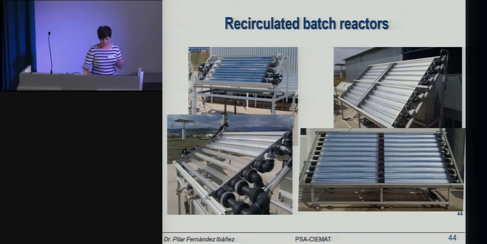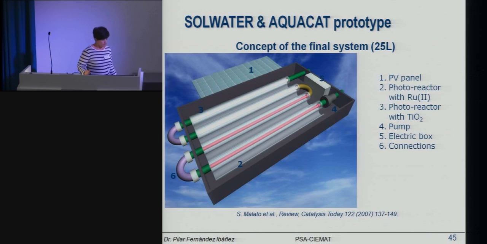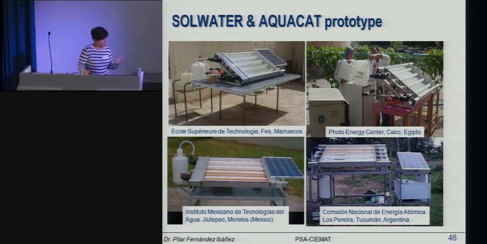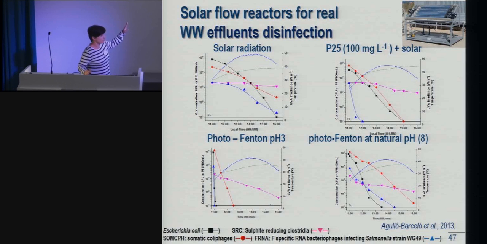Here I'm showing just some pictures of some prototypes that we developed in some European projects years ago. They were studied in Morocco, in Egypt, in Mexico, in Argentina, and they were more based on photocatalysis. And this is just an example of final results of using these flow reactors, comparing different oxidation technologies.